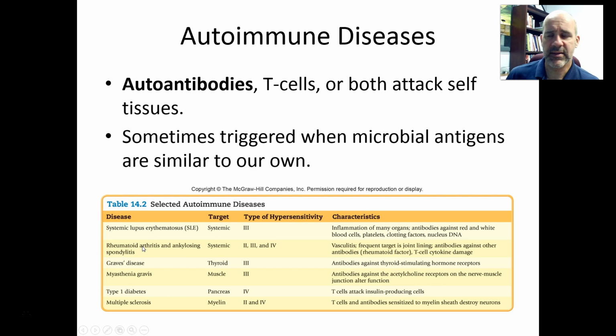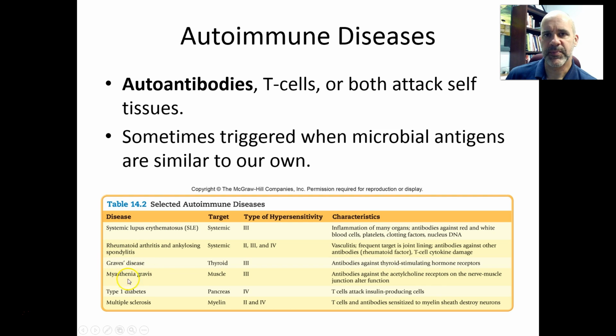Rheumatoid arthritis and ankylosing spondylitis, if you've ever heard of that before, which involves bone tissues, occurs across the entire body, and actually involves types 2, 3, and 4. So you've got antibody problems and T-cell problems involved when you have your joints being attacked by the immune system as part of rheumatoid arthritis.